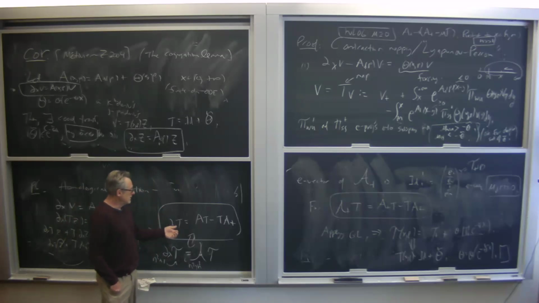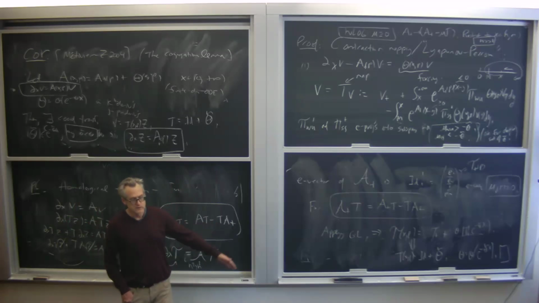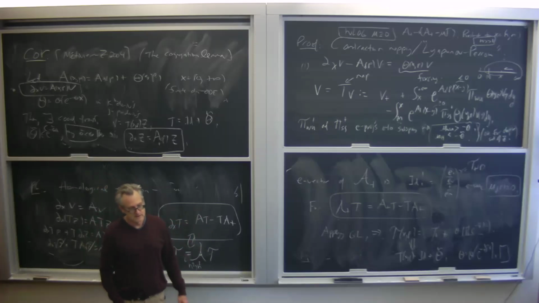We know that this is global, so it's a linear equation. It has a global solution. When we write down the equation on the inverse t, it looks almost the same.